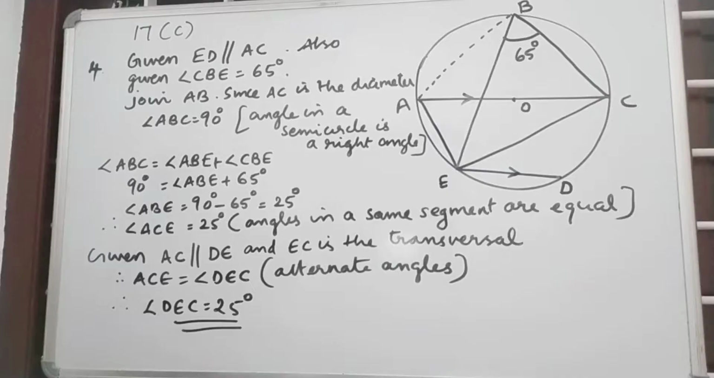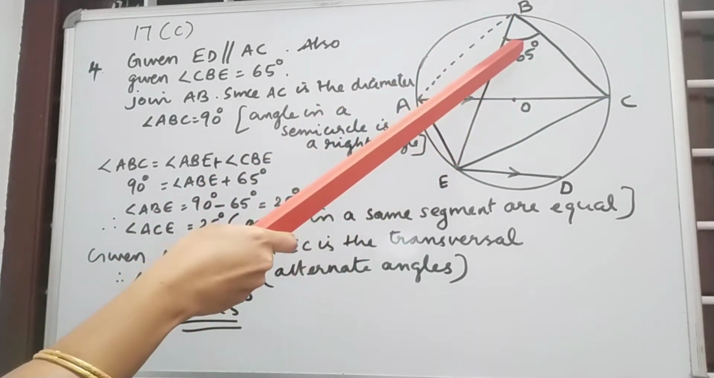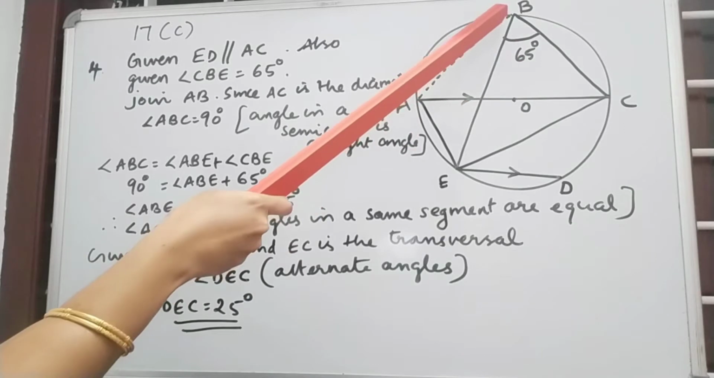Now we can discuss question number 4. In the given figure, chord ED is parallel to diameter AC of the circle. Given angle CBE is equal to 65 degree, calculate angle DEC. Given ED is parallel to AC, also given CBE is equal to 65 degree, join AB.